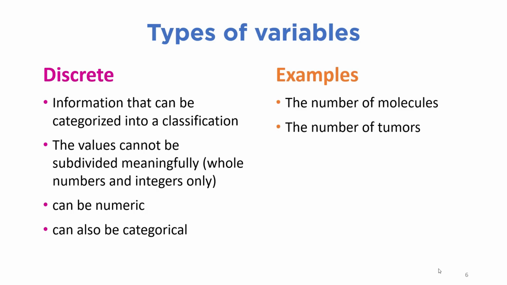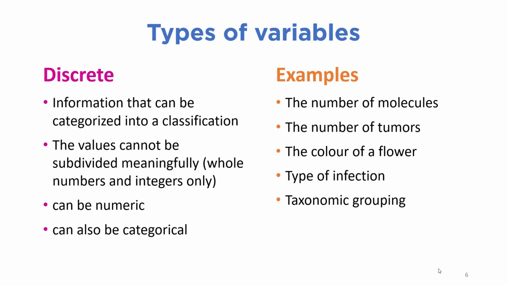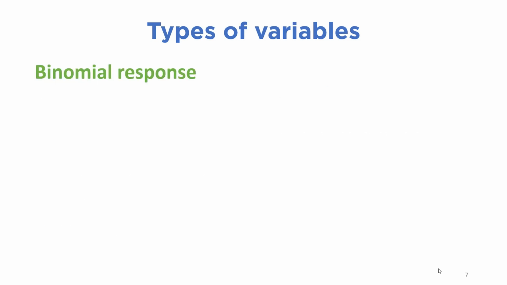Here are those examples: the number of molecules, the number of tumors, the color of a flower, type of infection, taxonomic groupings, locations, population size. I'm sure you can think of many other measurements you can take that are discrete. That would be a discrete variable.